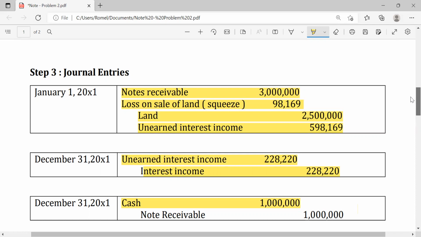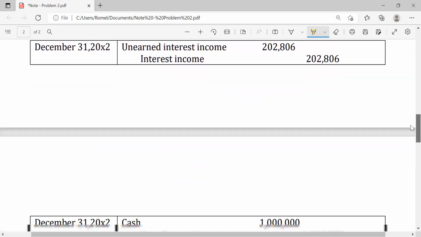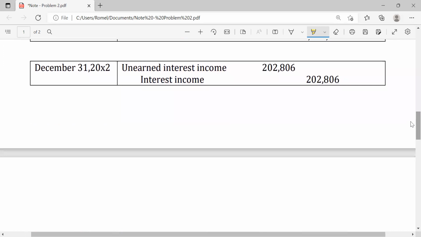And then, again, for 20X2, again, two journal entries. So for December 31, 20X2, debit unearned interest income, 202,806, credit interest income. So again, bakit tayo nag-debit ng unearned interest income? Kasi na-earn na natin siya. So that's why for 20X2, we will credit interest income, kasi na-earn mo na siya during 20X2.